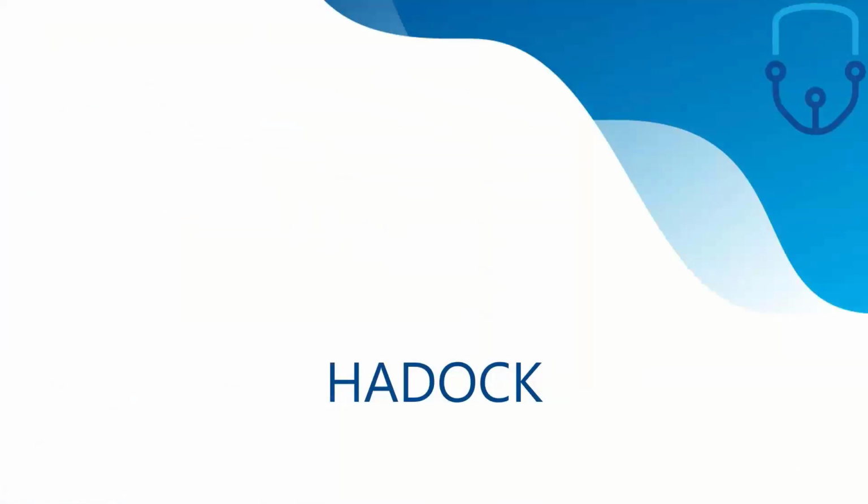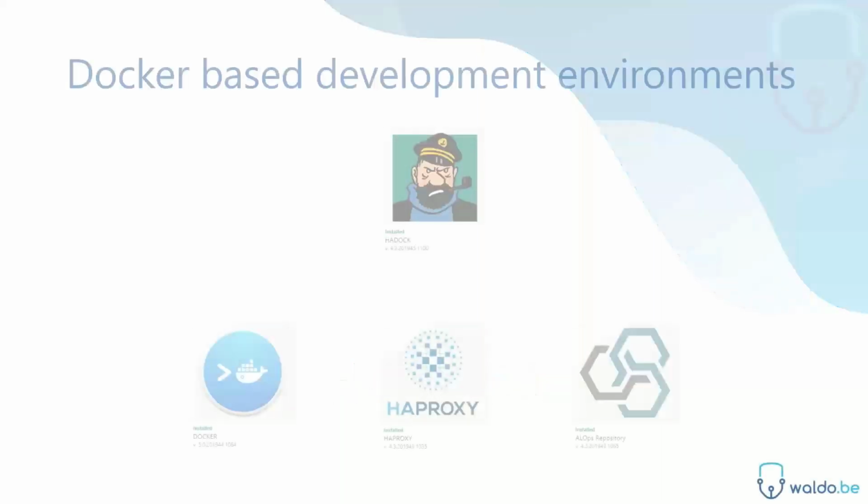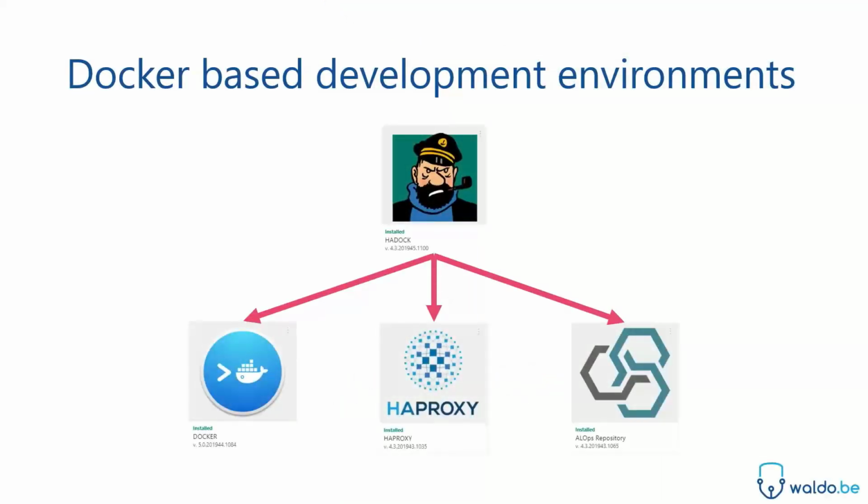Now, before we develop, we need a development environment, and this is where Hadock comes into place. This is an in-house developed tool, again in AL, but a lot in .NET as well. Basically, it connects Docker with HA proxy. That is, by the way, the Hadock acronym. And also something that we call ALOps repository, which is basically just a repository of apps. So again, an app architecture, but basically just a functionality that we have that can provide Docker-based development environments.